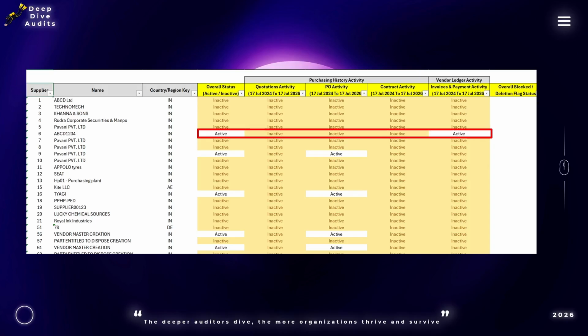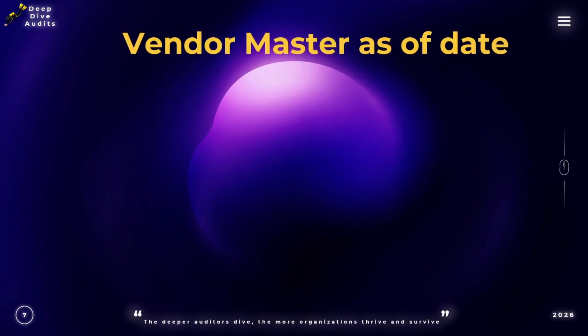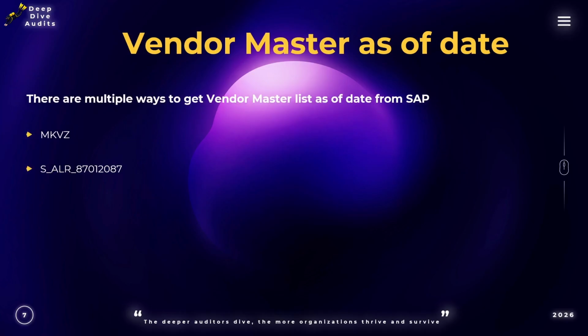Now let's get into how we can get the information step by step, starting with the vendor master as of date. Pulling the vendor master as of a given date is fairly straightforward, but there are multiple ways to get it. In SAP, it depends on the choice of report, but it matters a lot. For front-end users, the go-to transactions are usually MKVZ or SALR 8701812087. Either of these transactions will give you the list of vendor master, but neither gives you everything you need, specifically the creation date of the vendor and the blocked status.